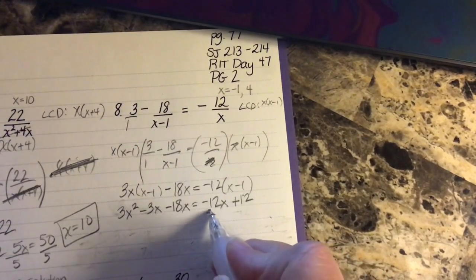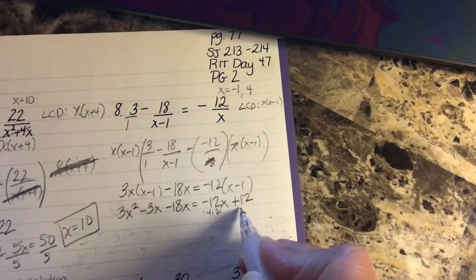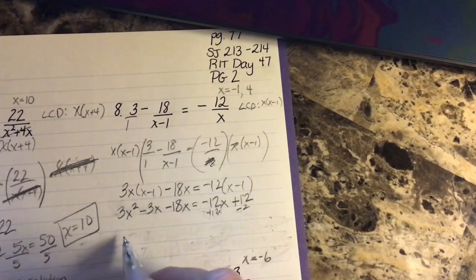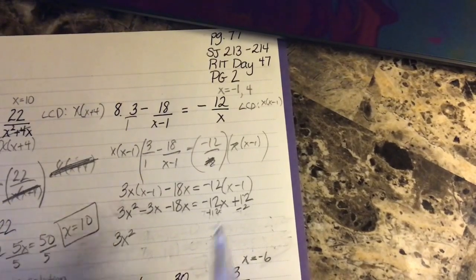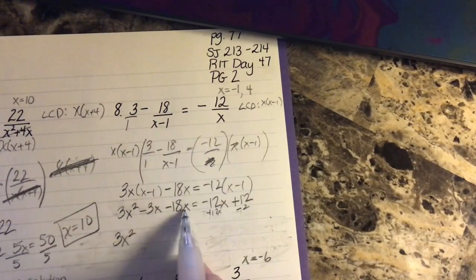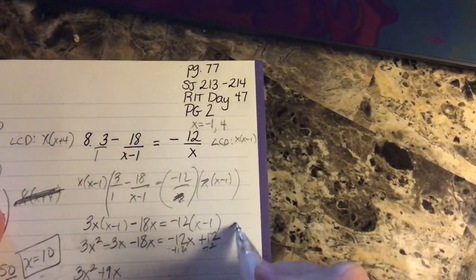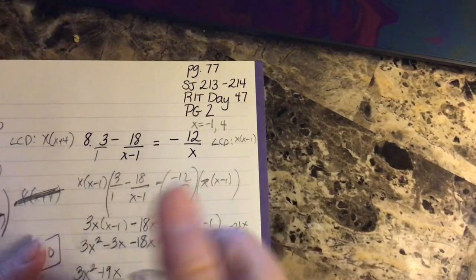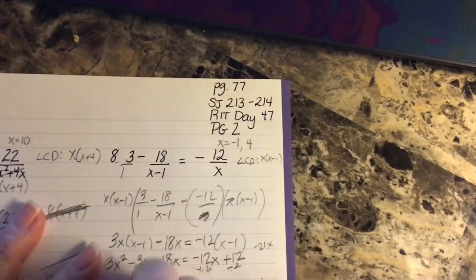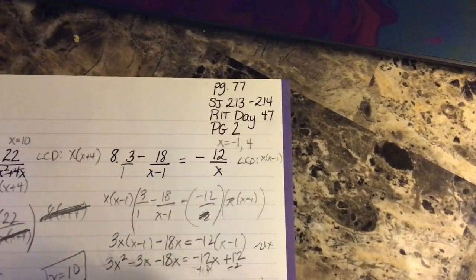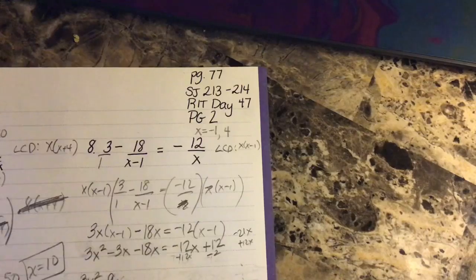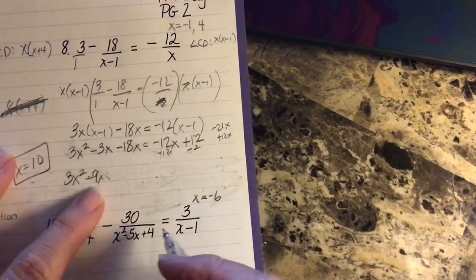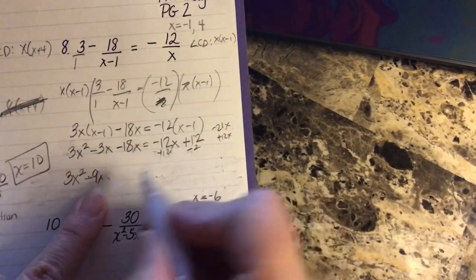Then I'm going to add 12x to both sides and subtract 12 from both sides. So I'm going to have 3x squared. This will give me negative 21x and positive 12x, which is negative 9x. And then minus 12.